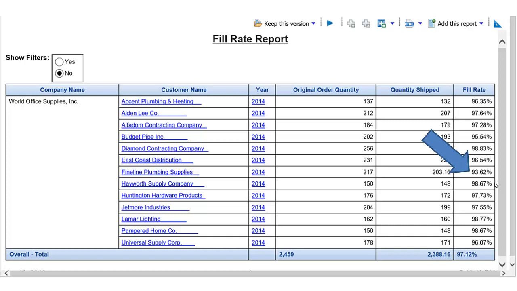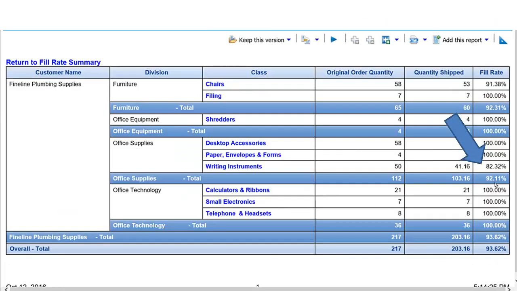So what I'll do is I'll drill down into that customer, and then what you're going to see is a breakdown of the product division and classes that this customer purchases. So here's where you can see, maybe it's not everything I'm supplying this customer that I'm not filling at a high rate. Maybe it's just a certain line. And you can see here that is absolutely the case. It looks like under office supplies division in the class of writing instruments, that's where my low fill rate is. It's 82%. So everything else I'm actually filling pretty well for this customer, but when they order writing instruments, that's where my low fill rate is coming in.